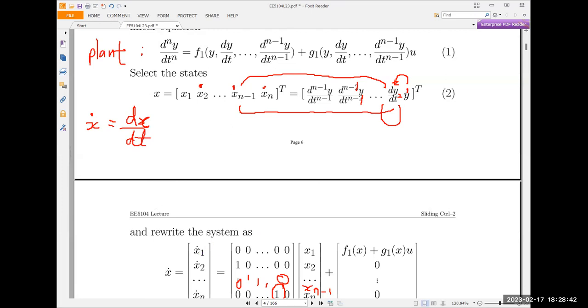x1 dot. So x1 dot, you put a dot here. So this one, you have to put a dot, so it becomes d^n y over dt^n. And this is this one, which is f1 plus g1 u. So that's why it is here. All right. So with that, you will then get into this state space form.